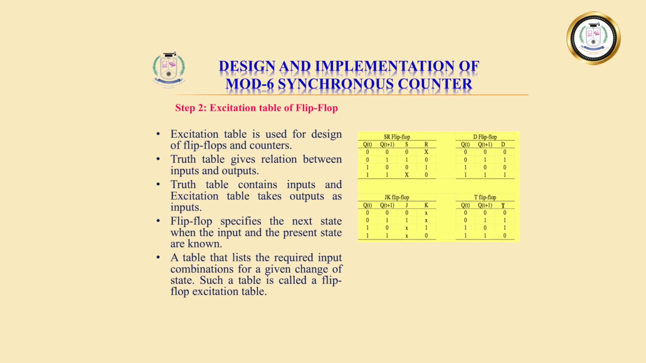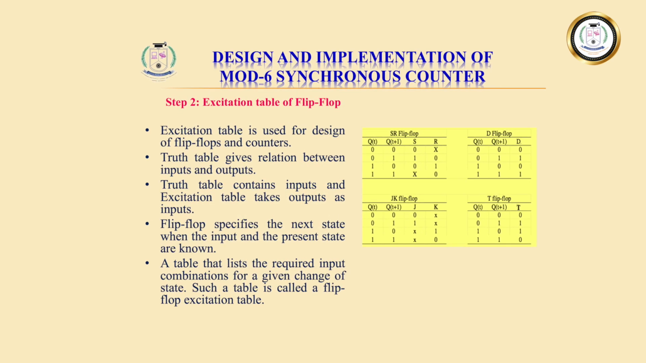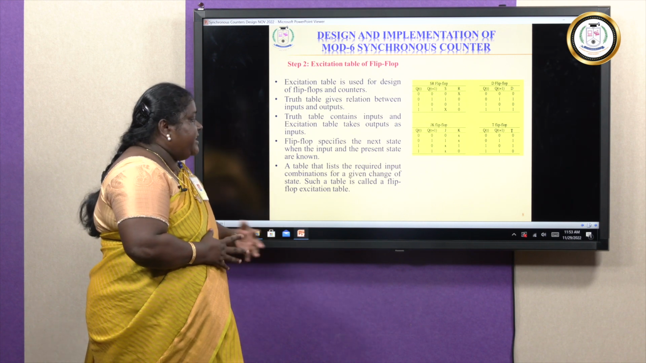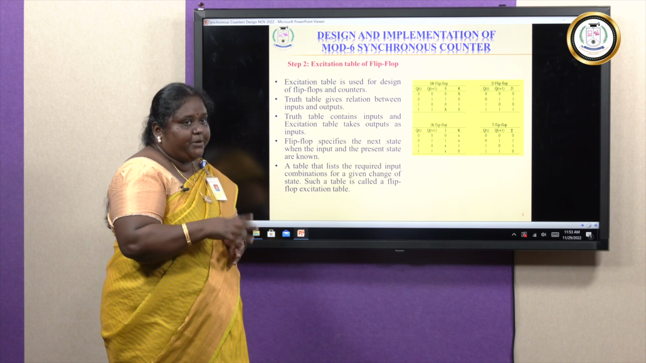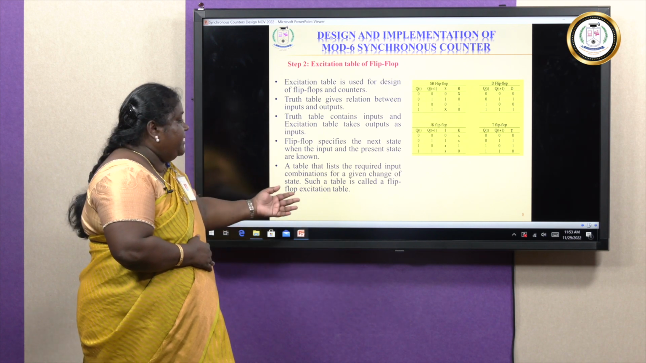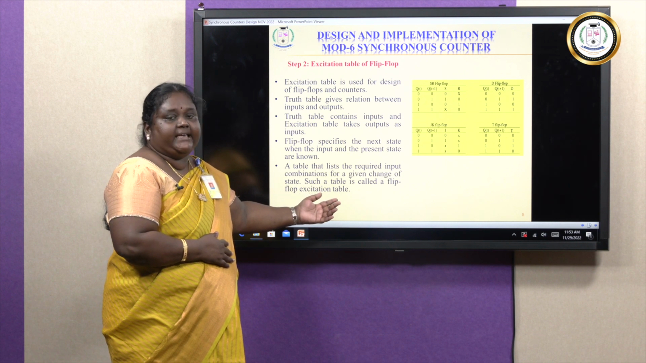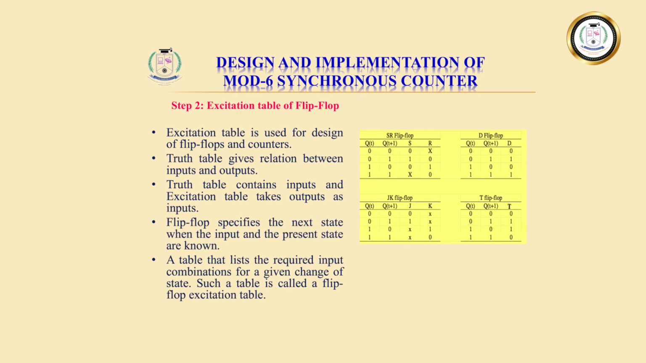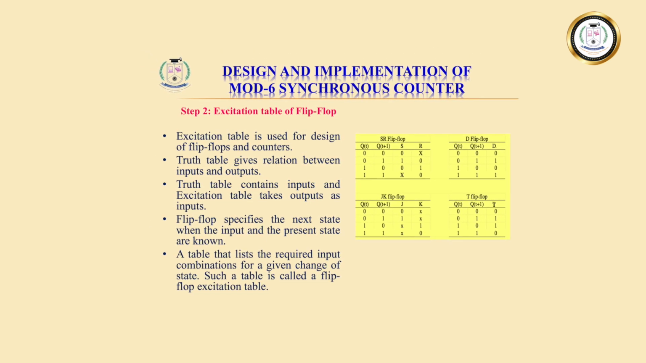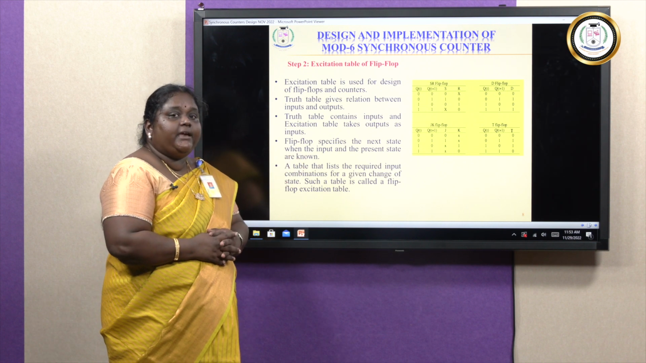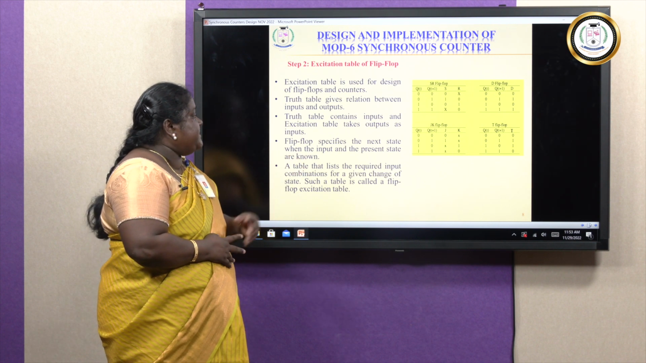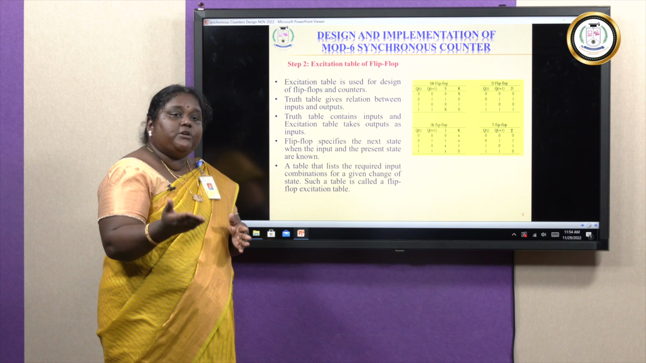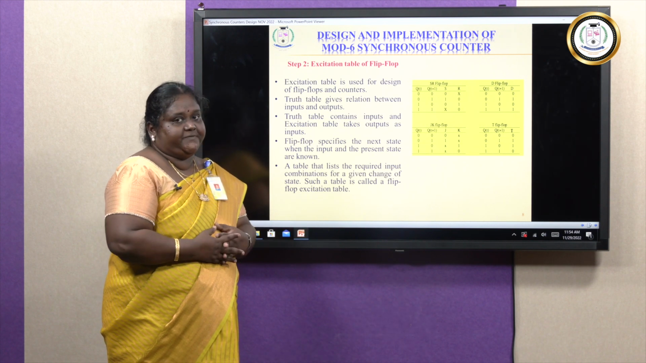So now let us get started with step 2. Before going to step 2, we should understand what an excitation table is. This excitation table lists the required input combinations that are given for every change of state in the counter. For example, excitation tables are used for designing flip-flops or counters. The truth table contains the inputs and output combinations, whereas the excitation table contains the present state, next state, and the possible input combinations for every change of state.